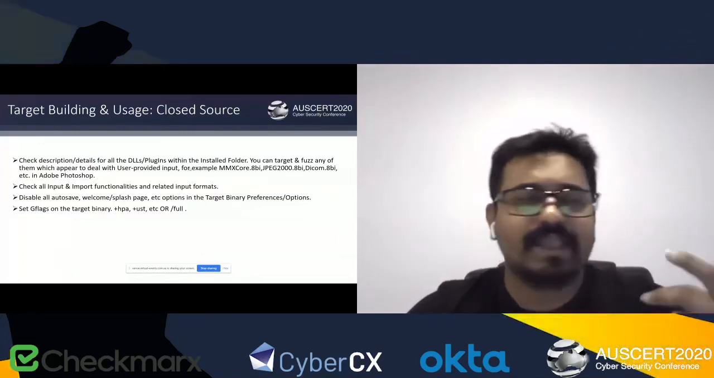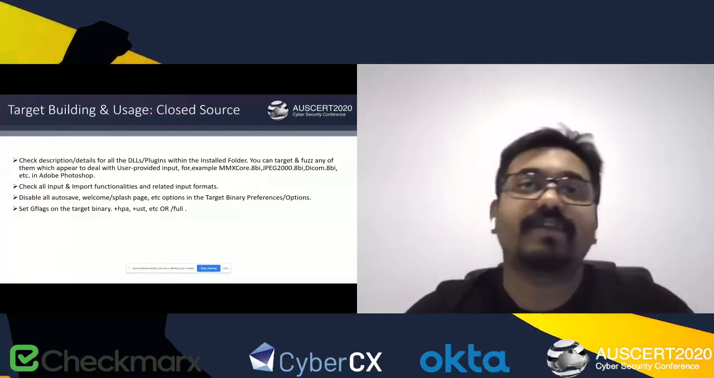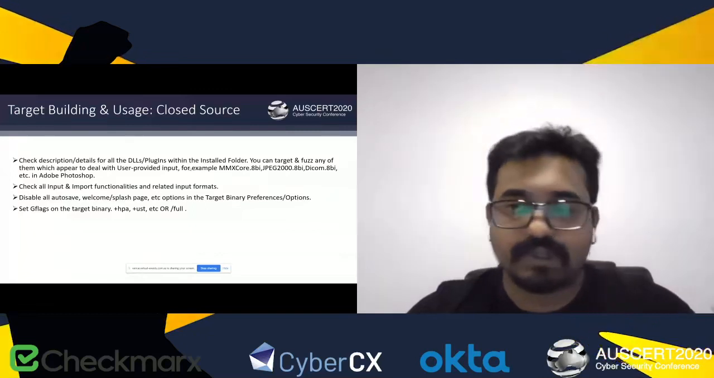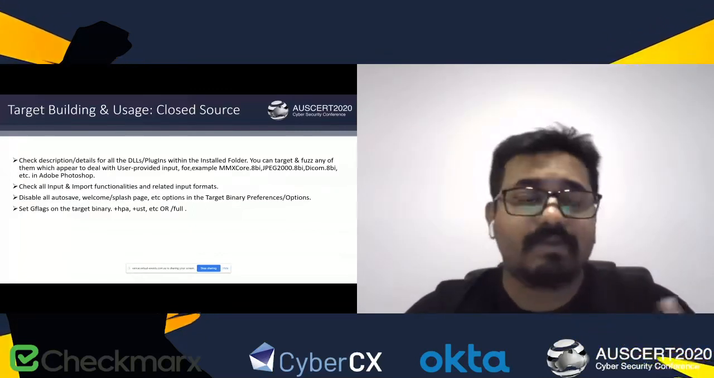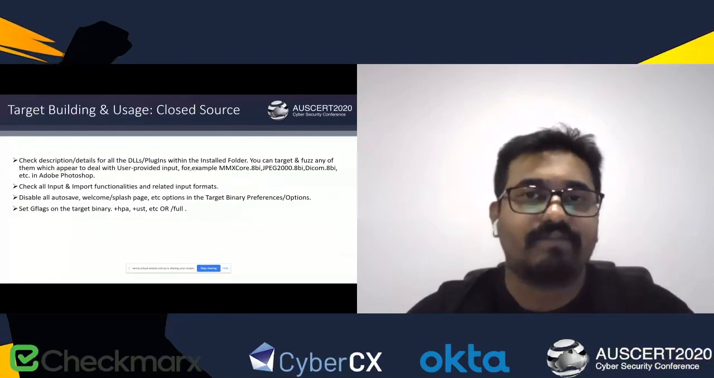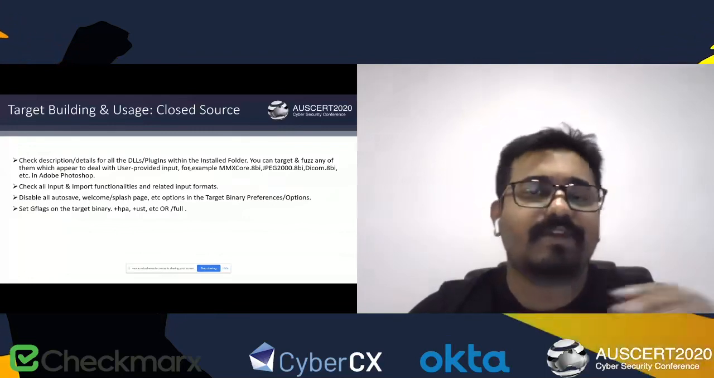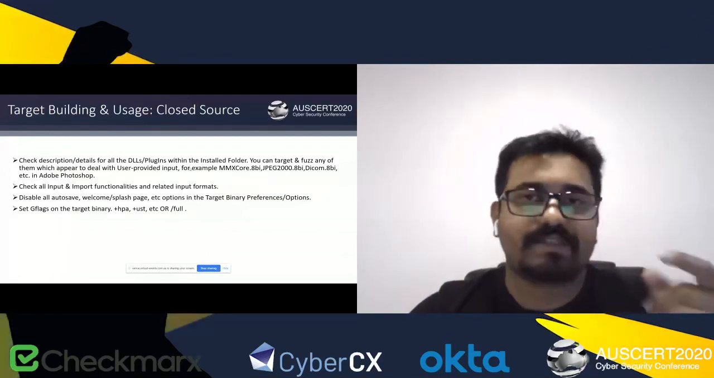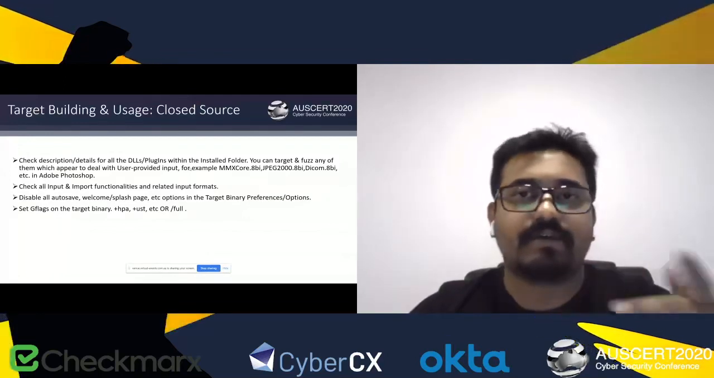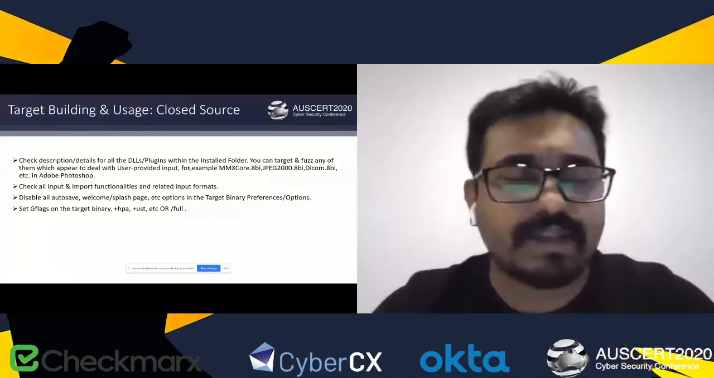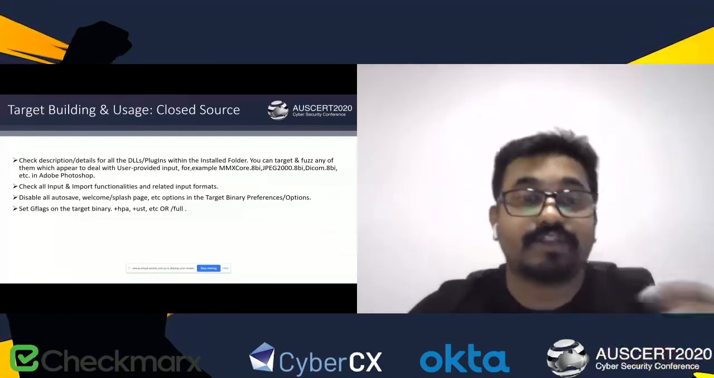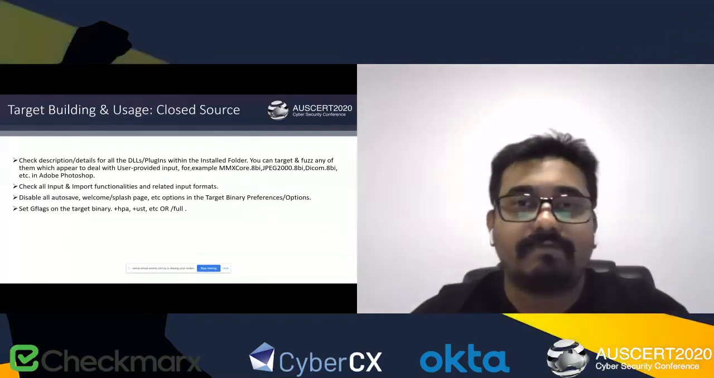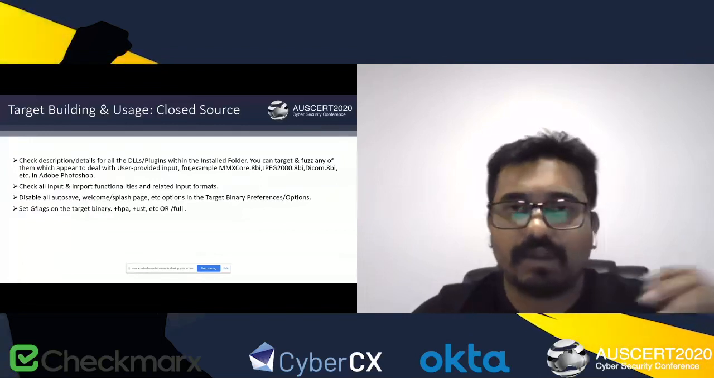And they're very easy to identify. The name itself gives away the format it supports. So you have JPEG 2000 that supports the JPEG 2000 format, DICOM for DICOM. MMXCore is a set for like 10, 15 formats which it supports. And you can just open the application in the debugger and identify which plugin supports it, and then correlate the format to the plugin. So that's not that difficult. You can also check what input and import functionalities the application provides you and which formats it supports.